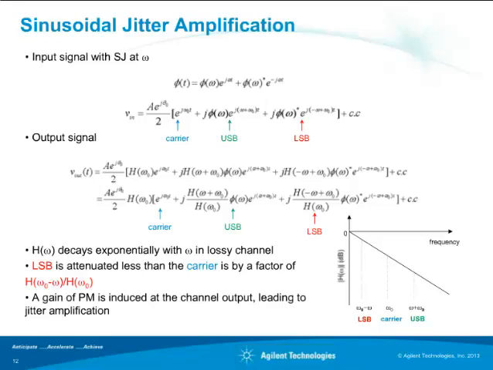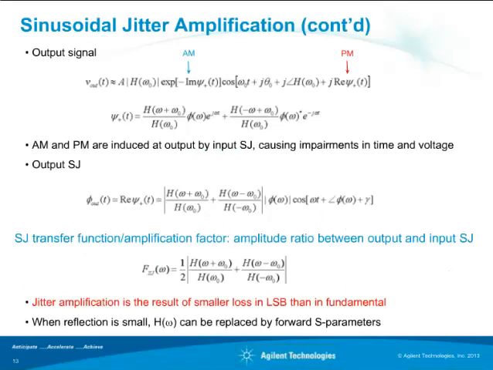And that is the mechanism of amplification in a lossy channel. Now, if we work out the math, we'll see the output signal can be expressed as the equation at the top of this slide. You can see, in addition to phase modulation, the output signal also has an amplitude modulation that is caused by the input Sj. And so the output signal has impairments in both timing and voltage.